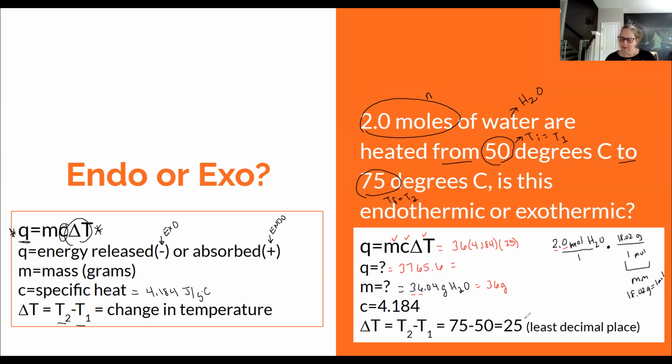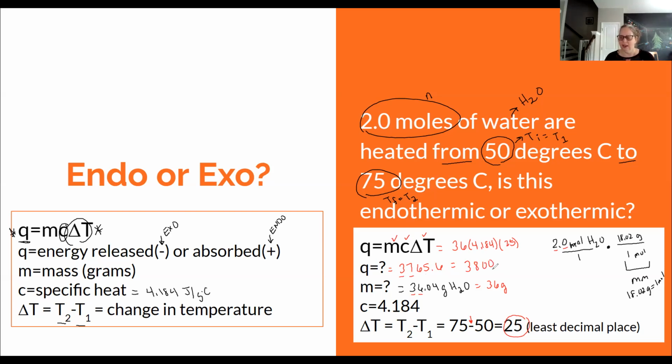Okay, why did I count this as 2 sig figs? Because we had to round to the least decimal place, not to 1 sig fig there, because when you add or subtract, it's least decimal place. So I am going to round my answer to 2 sig figs. So I'm going to round it to the nearest 100 because that's where my second sig fig line is. 3,800. Remember, it's not 38.